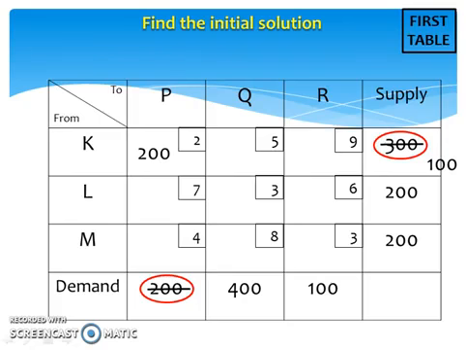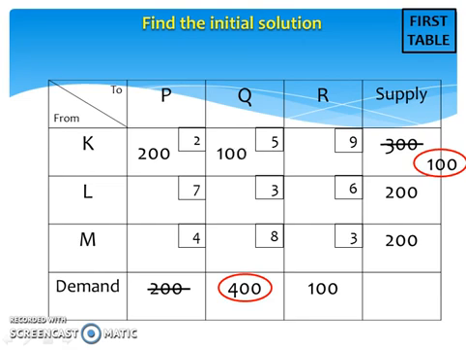Next, we need to move to the next square. We either move to the right or move down. Here, we can no longer move down because the demand value is already satisfied, so we move to the right. At this square, again, look at the supply and demand value and choose the smallest value. Here, between 100 and 400, the smallest value is 100, so assign 100 to this square. Now, the supply at this row is finished and the demand at this column is left with 300 units.